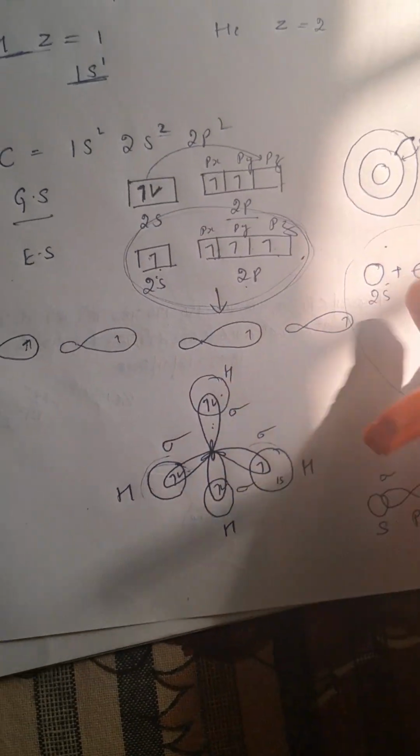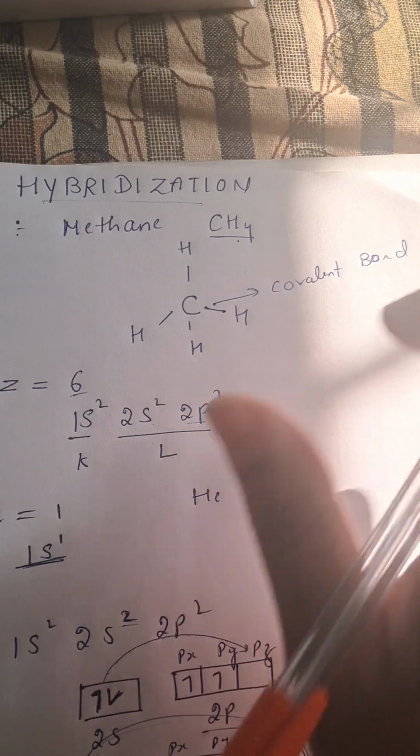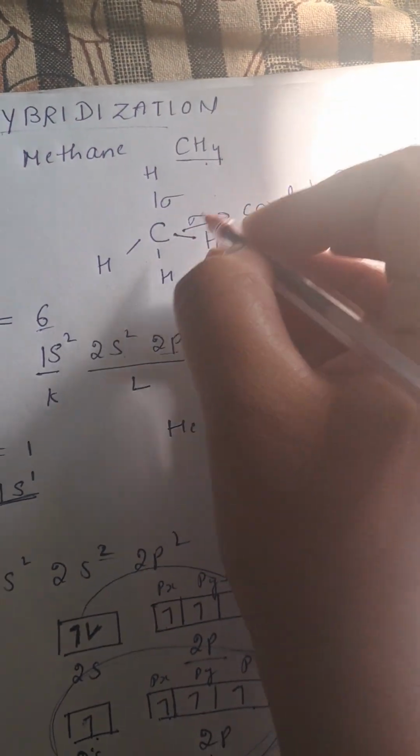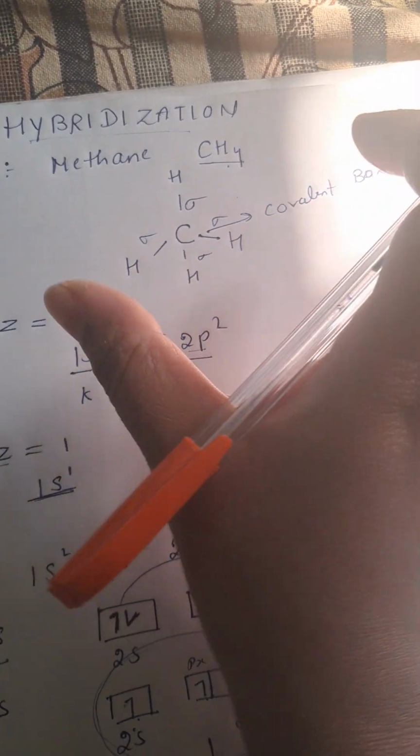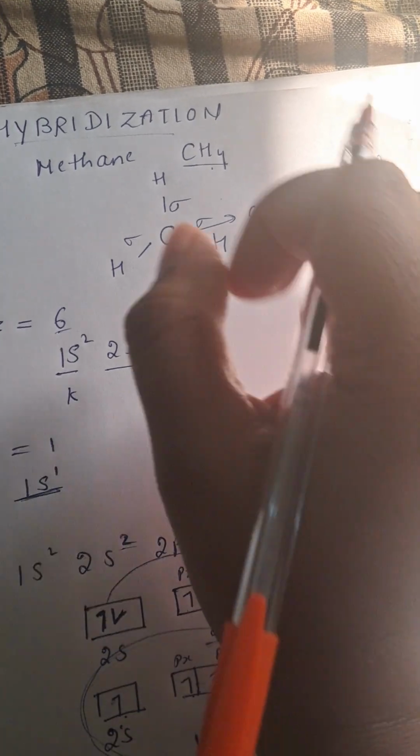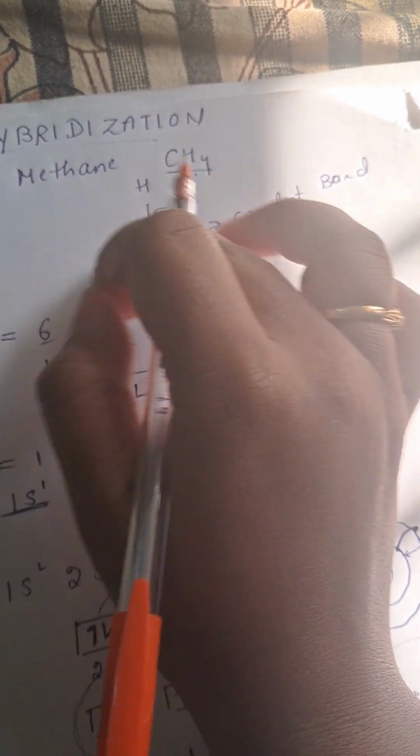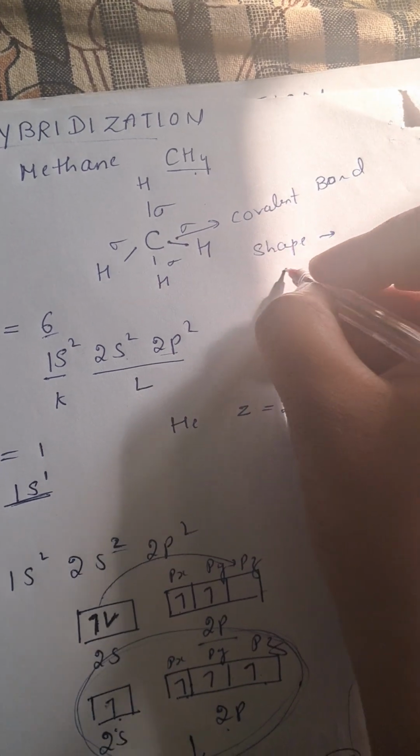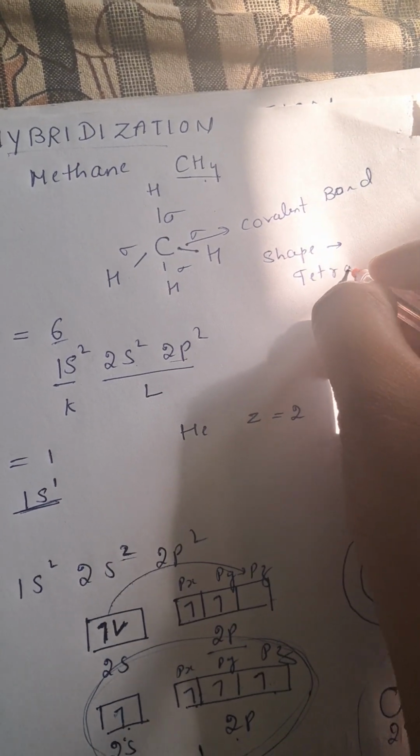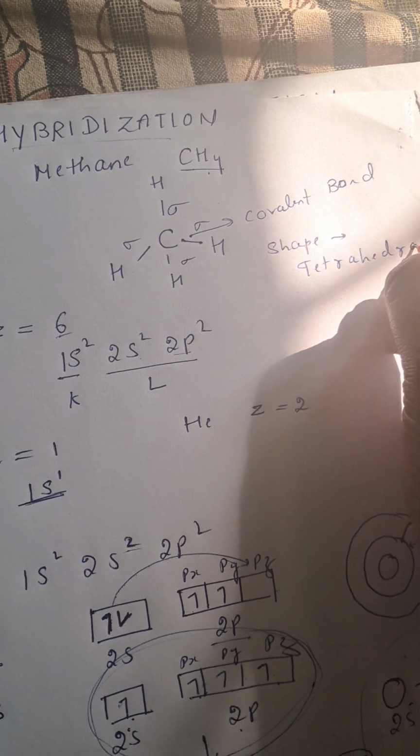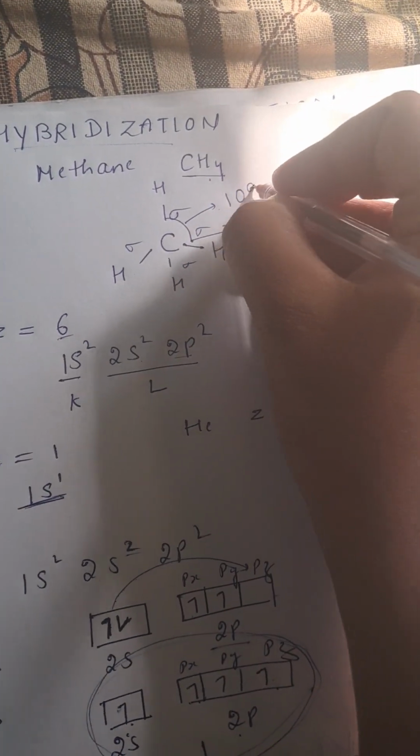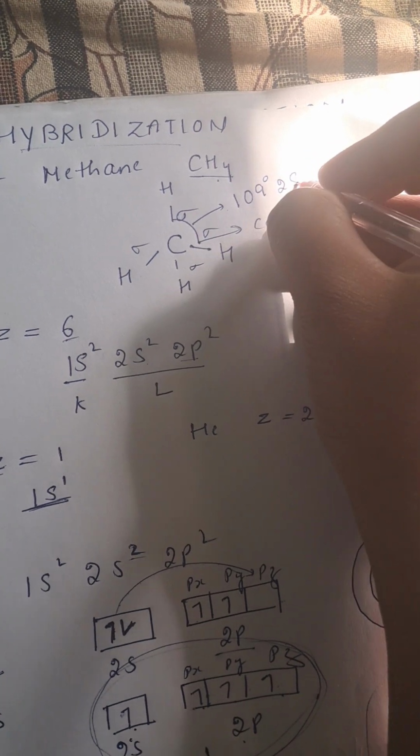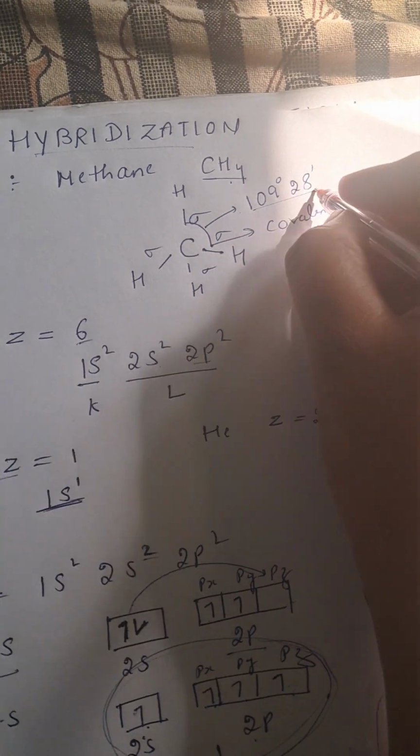Therefore, if you see the structure, we have 4 sigma bonds, and the shape of sp3 is tetrahedral. We have a bond angle which you just need to remember, 109.28 degrees. So this is the bond angle for sp3.